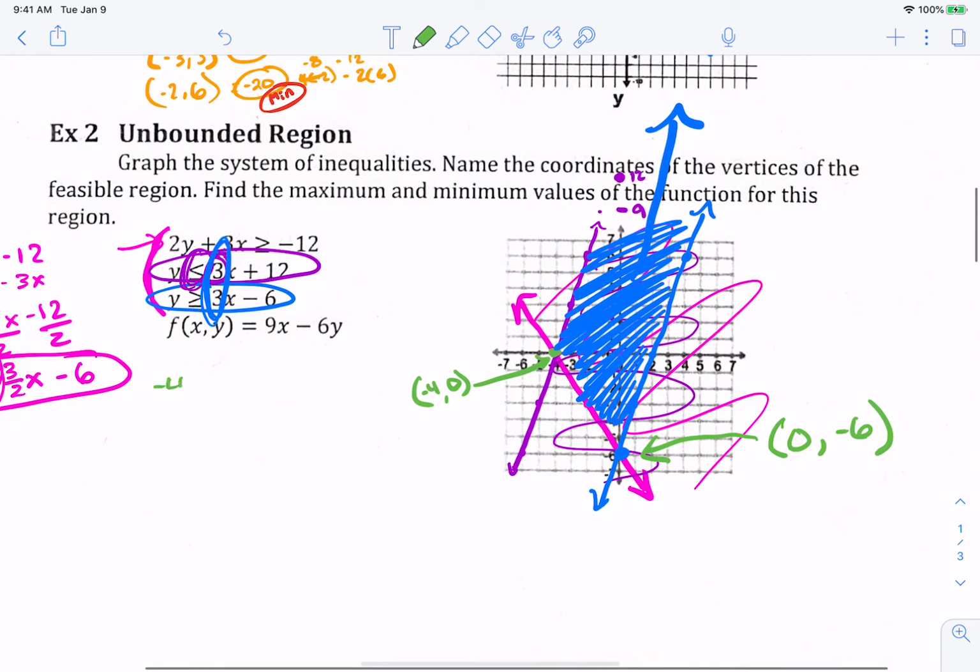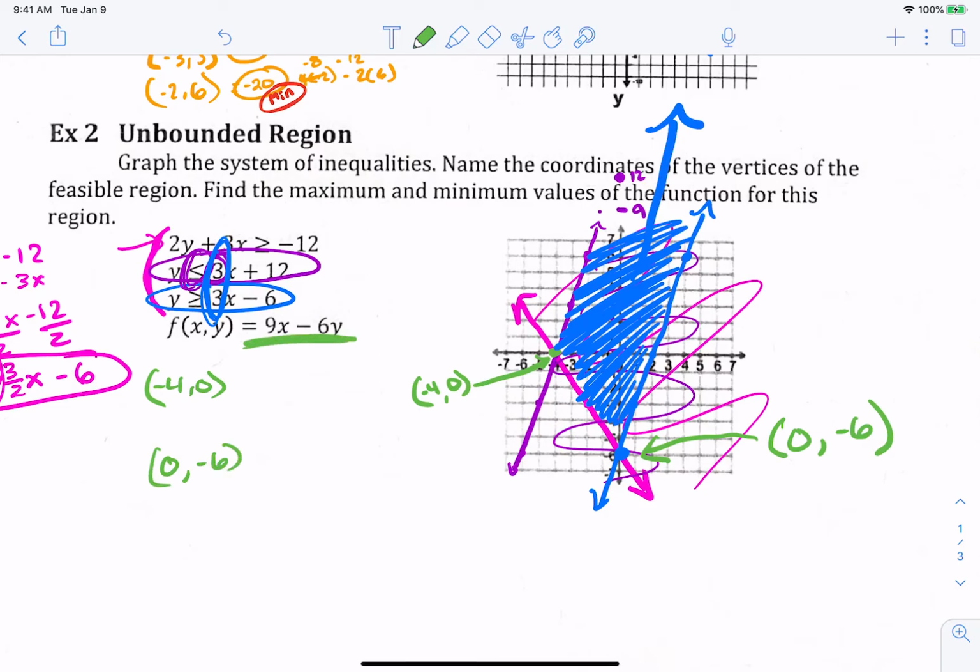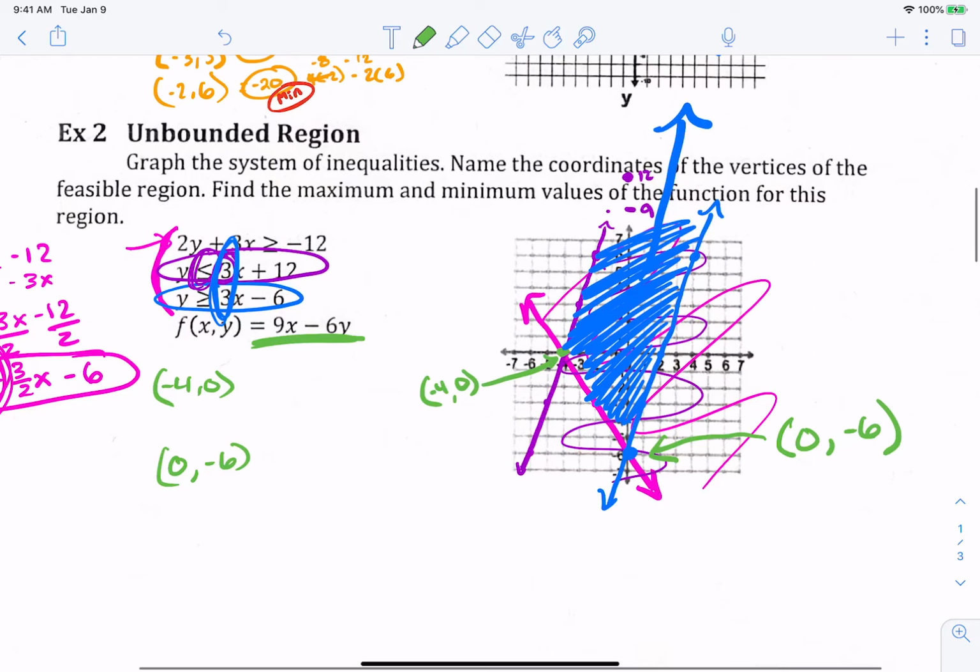So starting with negative 4, 0, and then we're going to plug in 0, negative 6. So there he is. Plug him into our profit equation. Maybe that's not profit. Maybe that's actual cost or something. I don't know. But we're going to find the maximum and minimum. Which one of those is a max? Which one of those is a min? So plug negative 4 in for x and 0 in for y.